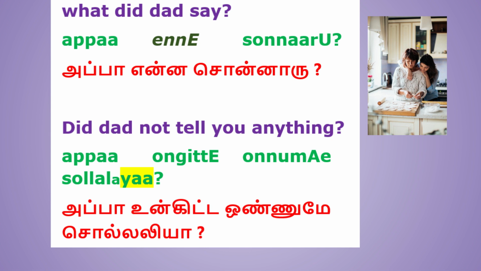What did dad say? அப்பா என்ன சொன்னாரு? And the next phrase is, did dad not tell you anything? அப்பா உங்கிட்ட ஒன்றுமே சொல்லலையா? Did not tell anything. ஒன்றுமே means nothing at all.